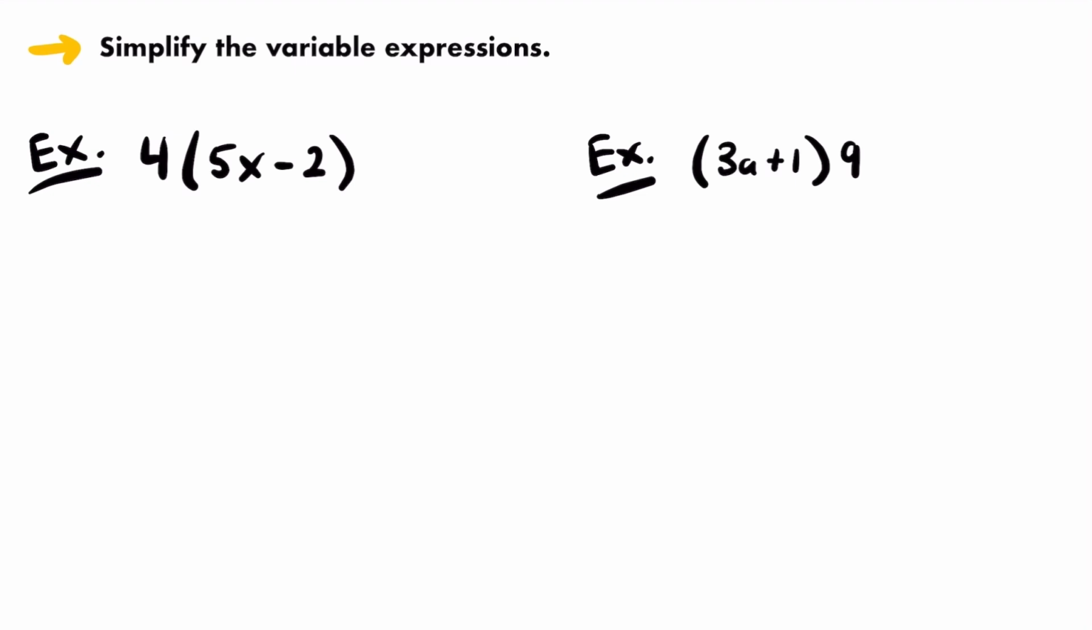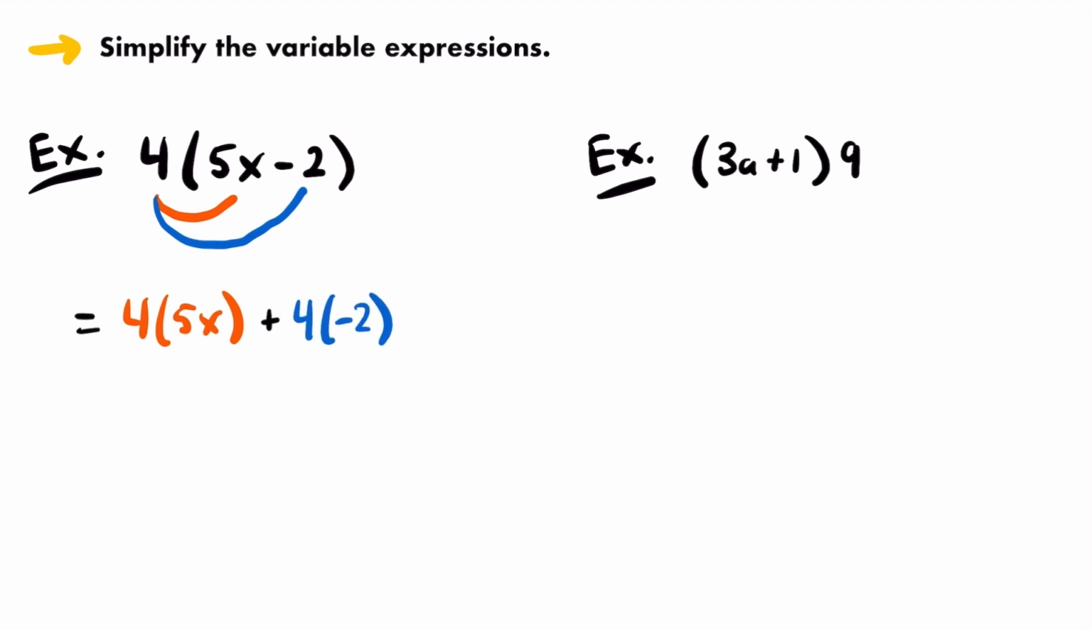So in this case, to simplify 4 multiplied by 5x minus 2, we will multiply 4 by 5x, and then we will multiply 4 by negative 2. So that would look like this. This would be equal to 4 times 5x, and then you want to move on to the next term, so you'll have plus 4 times negative 2. So I'll write down 4 times the negative 2. And now we have used the distributive property.